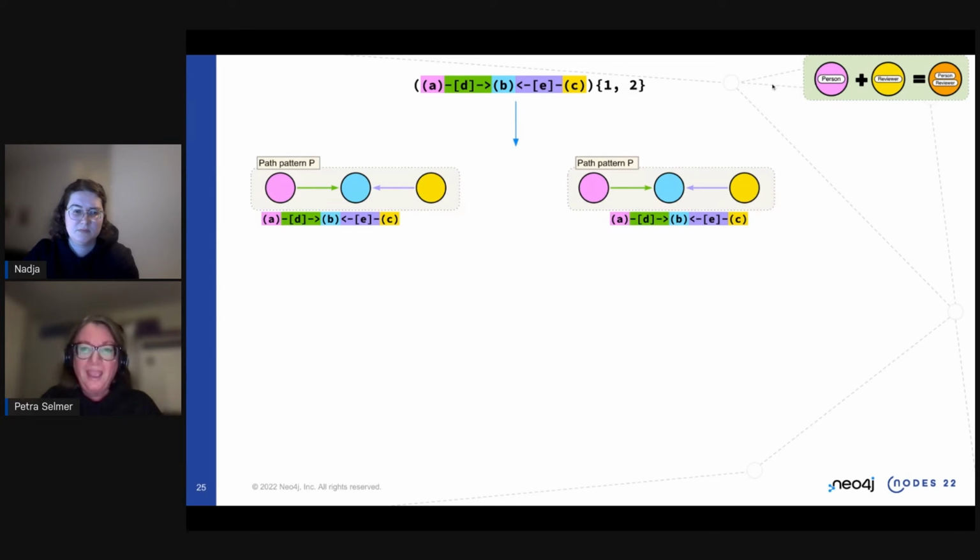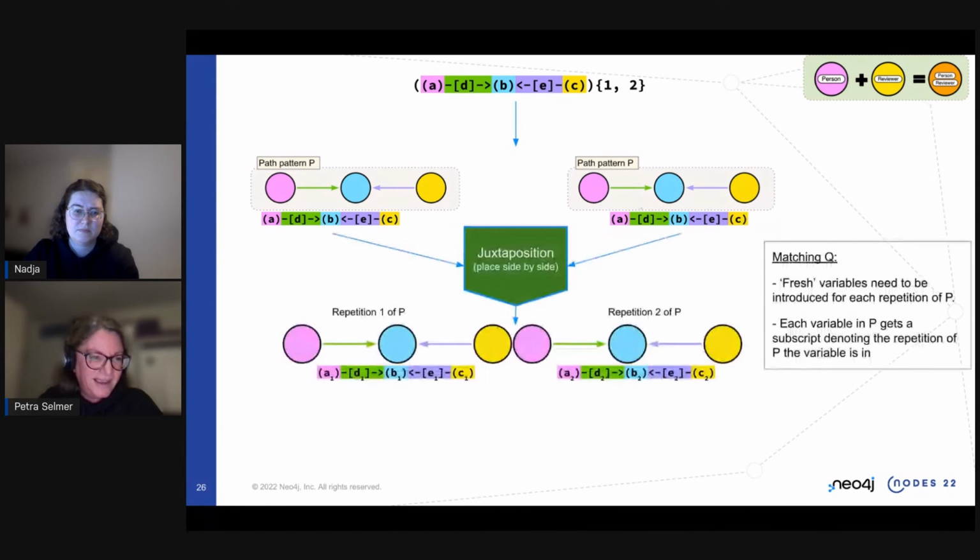Let's start simple. What we do is take that path pattern P, and we've got two copies of it, essentially 2 iterations, the one on the left and the one on the right. What we then do is apply another operation to it. This is nothing a user would ever need to write or think about. But what's going on underneath the hood is that these 2 copies of P are placed side by side. We call this juxtaposition, which is just a fancier term for saying put them next to each other.